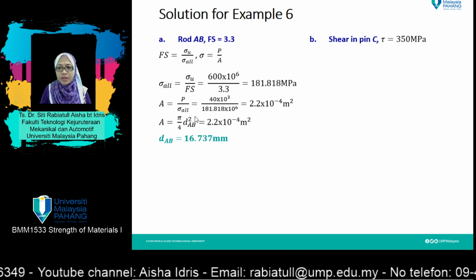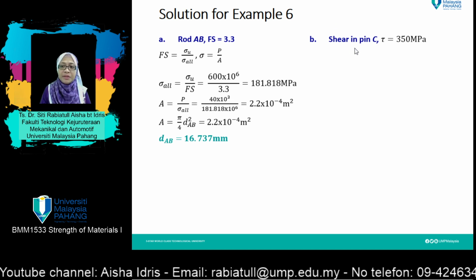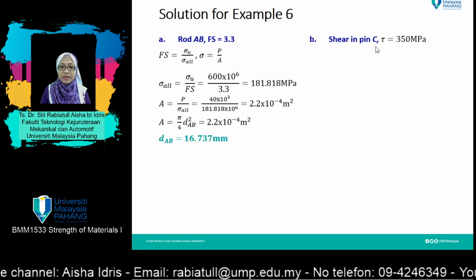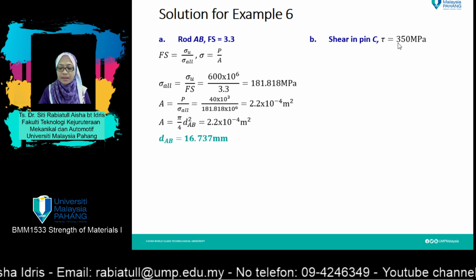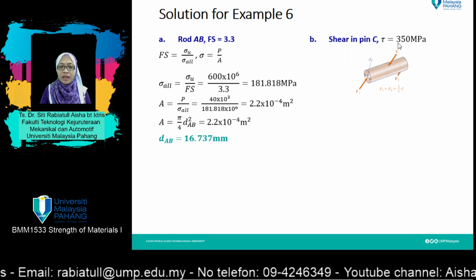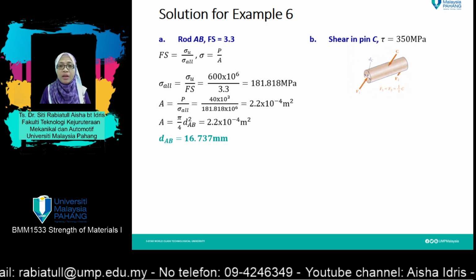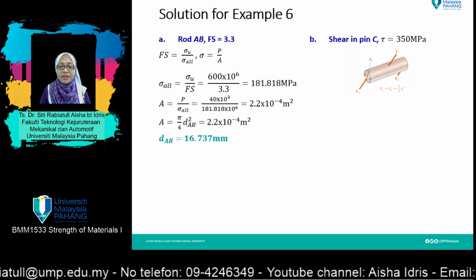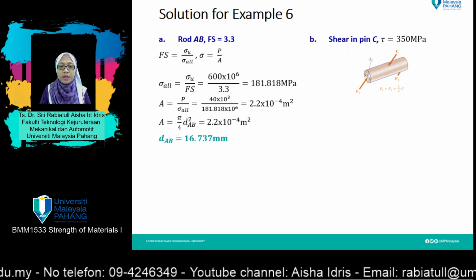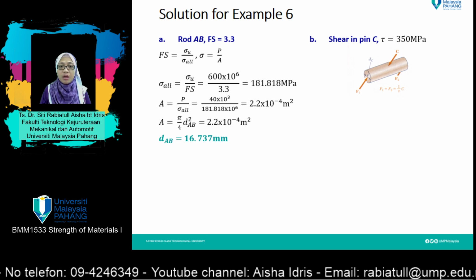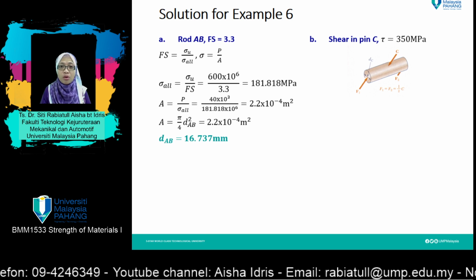Now let's move on to question B. We need to find the shear in pin C. Shear value is given to you with the value of 350 megapascal. And if you look at the pin itself, it suffers double shear in that pin. And therefore, you need to divide by 2 the value of forces acting on that pin.